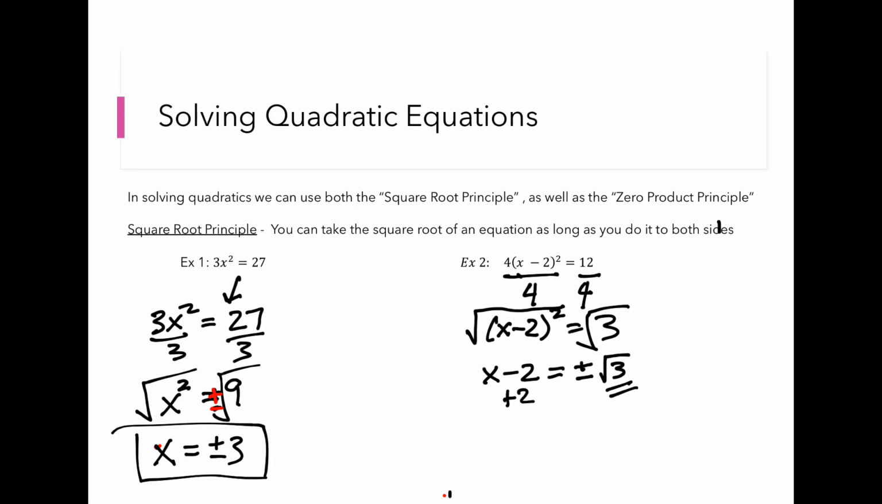And then we add 2 to both sides. And we have x equals 2 plus and minus the square root of 3. All right, and so that is actually my two solutions. If I wanted to find their decimal approximations, I would just go 2 plus the square root of 3 into my calculator and 2 minus the square root of 3 into my calculator and find those decimal approximations.